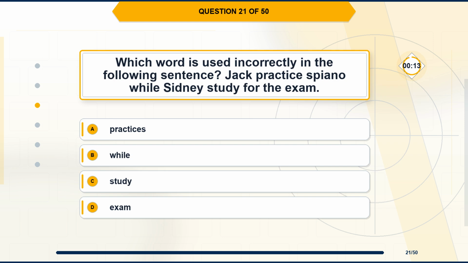Question 21. Which word is used incorrectly in the following sentence? Jack practiced piano while Sydney studied for the exam. Option A, practices. Option B, while. Option C, study. Option D, exam.